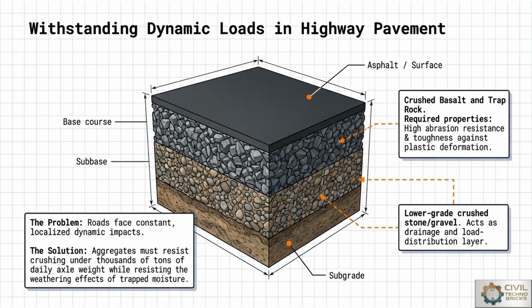Means water impact is also the most important point. So crushed basalt and trap rocks are preferred because of their high toughness and abrasion resistance characteristics. Strong aggregates prevent crushing, rutting and deformation under repeated traffic loading, whereas properly selected rock aggregates improve the pavement quality, durability, drainage performance and service life.